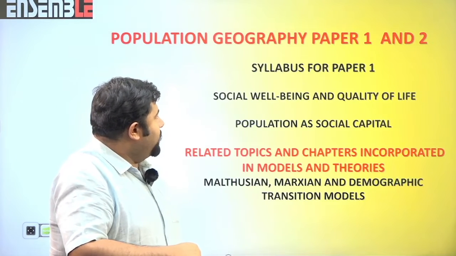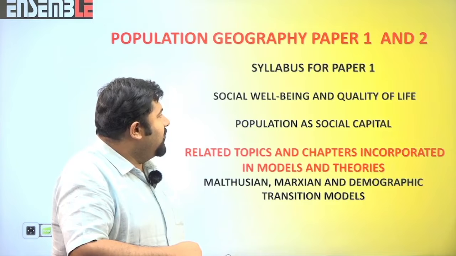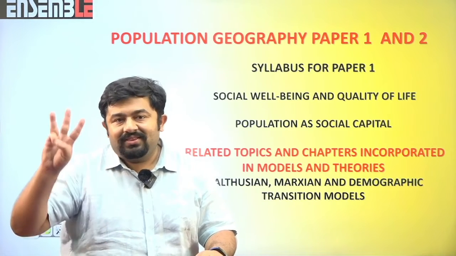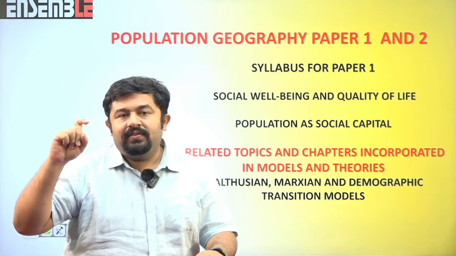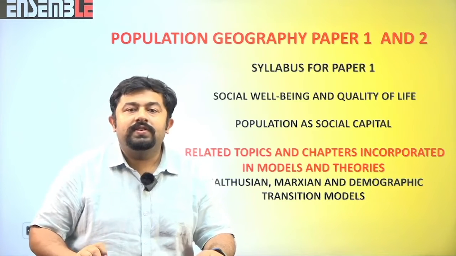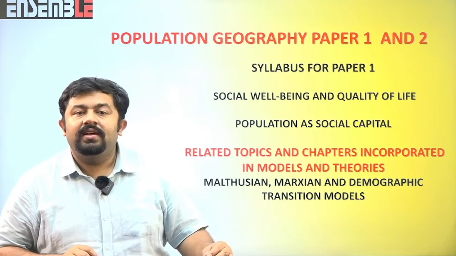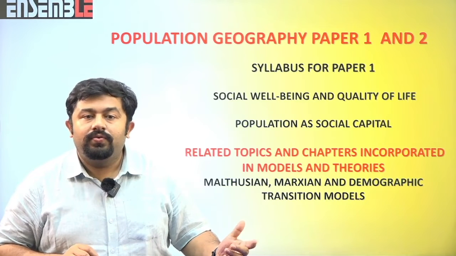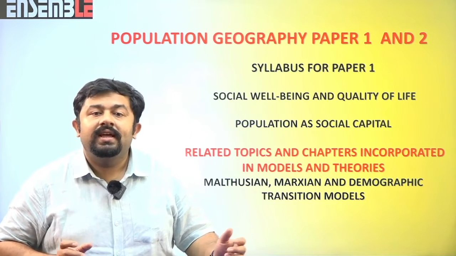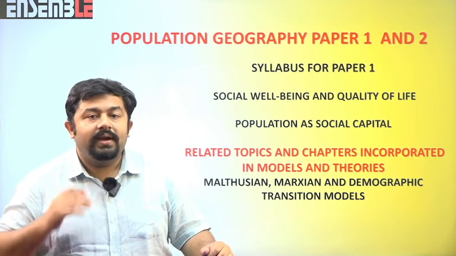Let's see the next topic. Social well-being and the quality of life. Quality of life depends on 3 things. What? The physical factor, the mental factor, and the social factor. What is physical factor? In Hindi it is said roti, makan and kapda, food, clothing and a house. That's physical necessity.